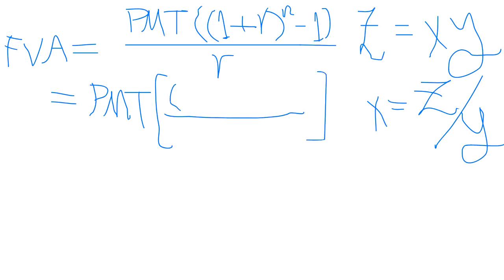One plus r raised to n minus 1 over r, right? Isn't that right? It is already given in this structure, if you think about it, right? This is x, right? This is y. Now think about it.